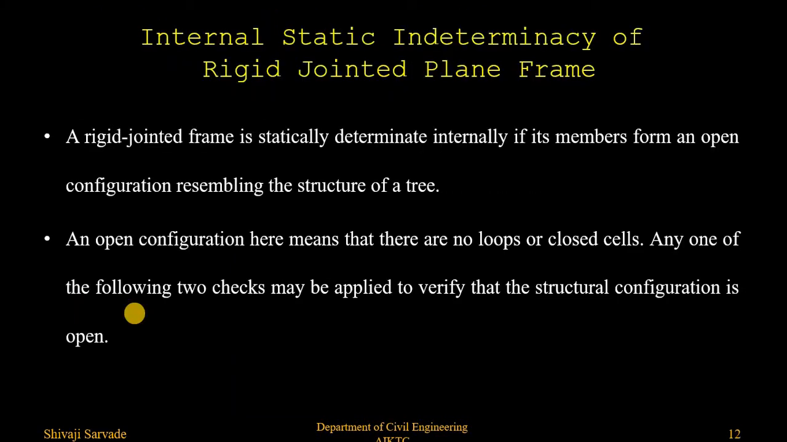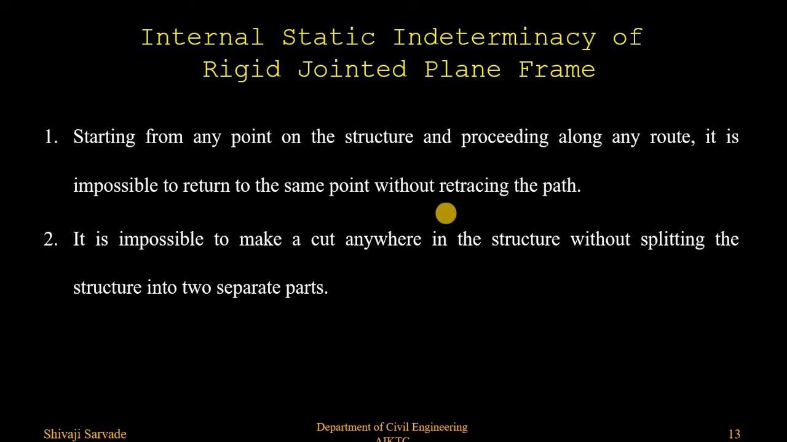If you go for a rigid jointed frame, then it is a little bit more interesting. A structure is statically determinate if it has rigid joints and is simple. A rigid jointed frame has to form an open configuration resembling the structure of a tree. Open configuration here means there must not be any closed loops or cells, and there are 2 additional checks that we have to apply. That is very important. These 2 checks are: if you start from any point and proceed along any route, you must not return to the same point without retracing the path.